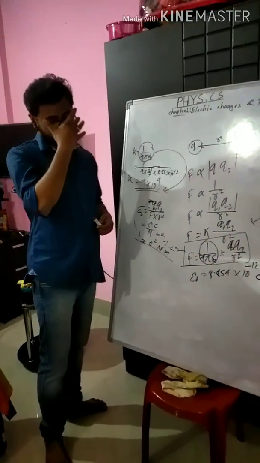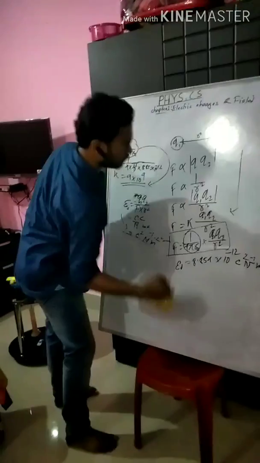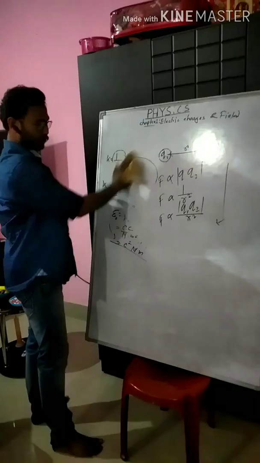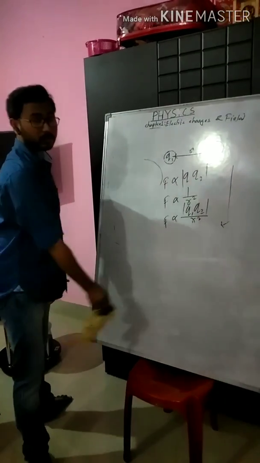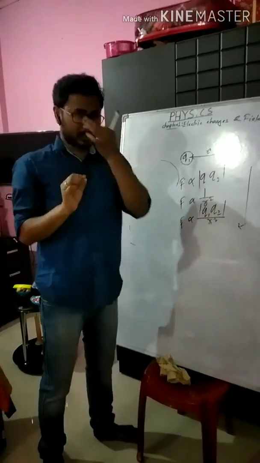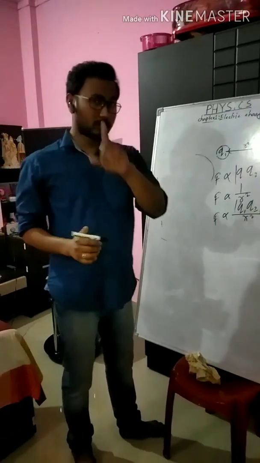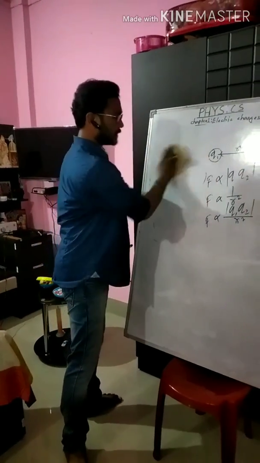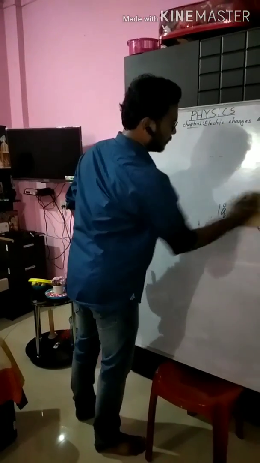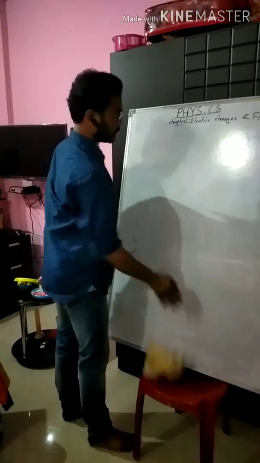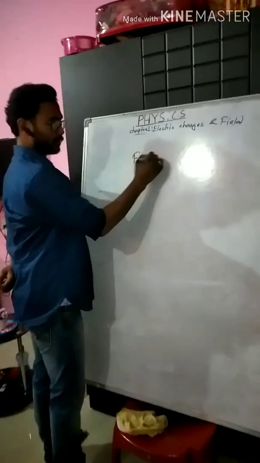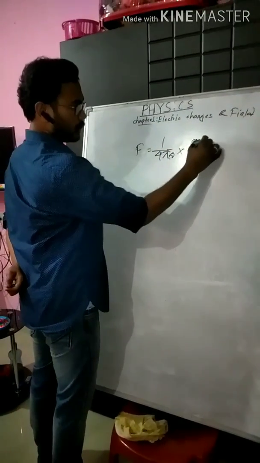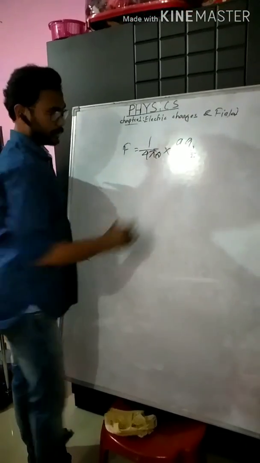Now let's come to the main important thing. Suppose I ask you to tell me the definition of 1 Coulomb charge from this equation, can you tell me? Now we got the final equation from Coulomb's law. What is that final equation? F is equal to 1 by 4 pi epsilon naught into Q1 Q2 by R square, right?